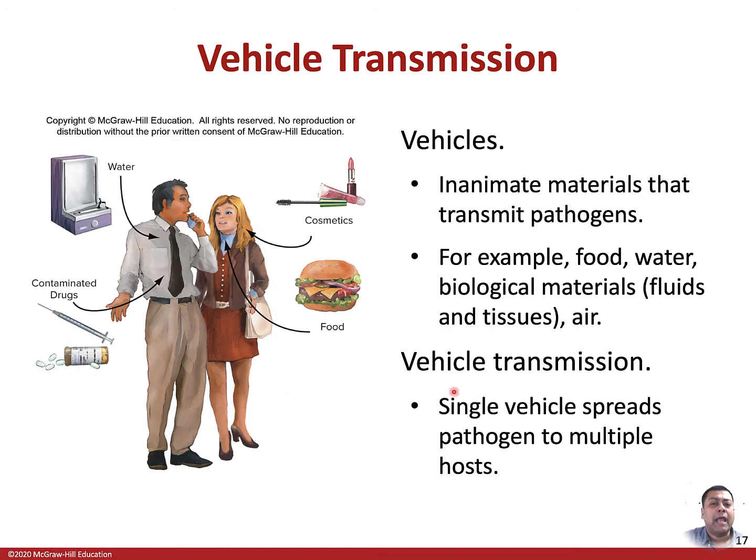On the other hand, a vehicle means an inanimate material that transmits pathogens, for example food, water, biological materials, fluids and tissues, and air. These are the vehicles on which the pathogens ride to get to the person, so this is known as vehicle transmission. A single vehicle spreads the pathogen to multiple hosts. It could be cosmetics, food, contaminated drugs, or water. There are so many different vehicles that can lead to infection.